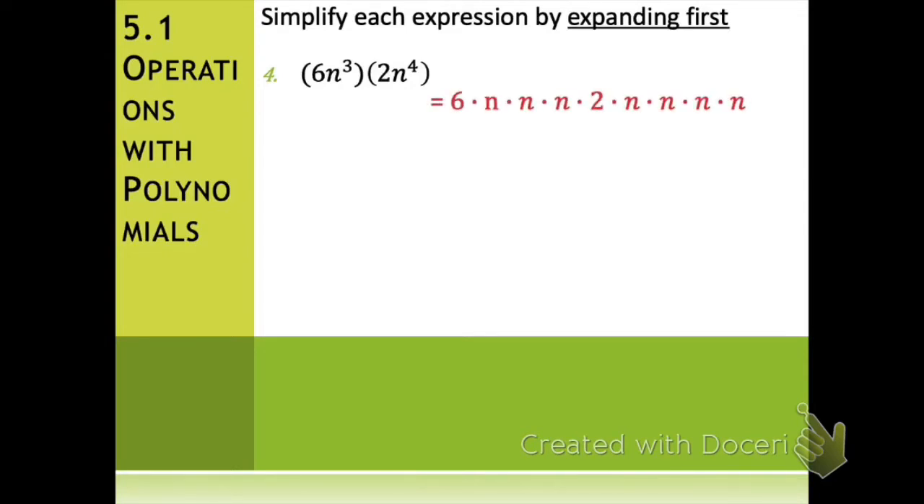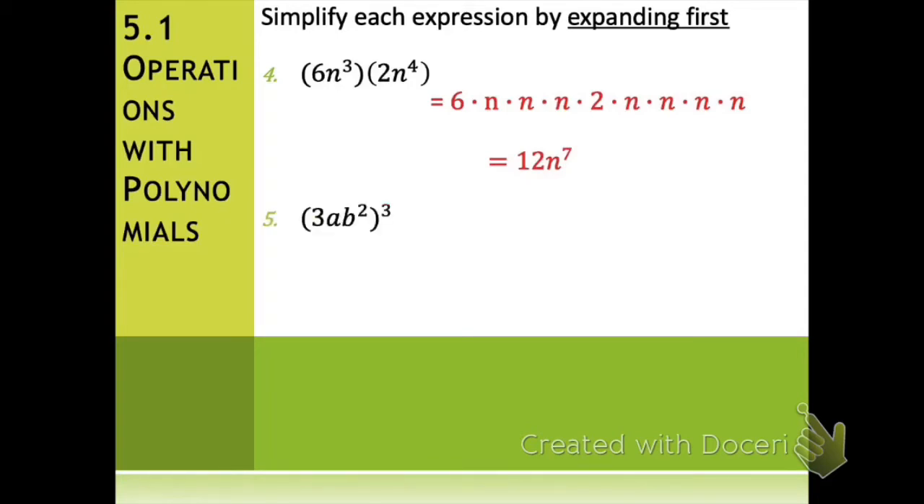Okay, when I expand it, I get this, 6 times n times n times n times 2 times n times n times n times n. Multiply the 6 and the 2 together to get 12. And your final answer is 12 times n to the 7th power.